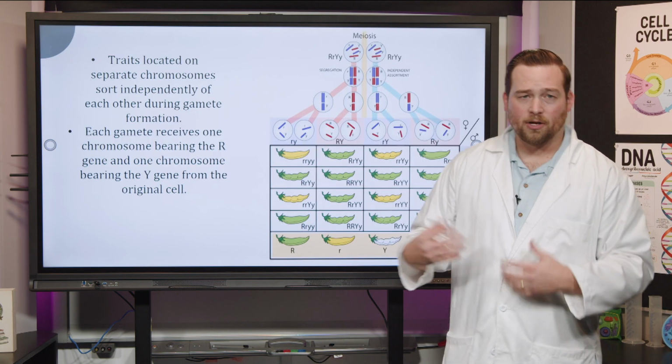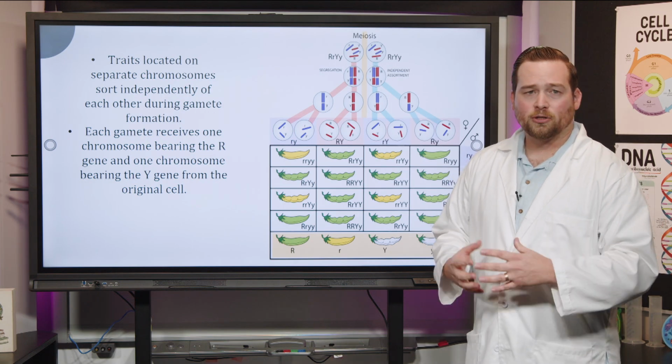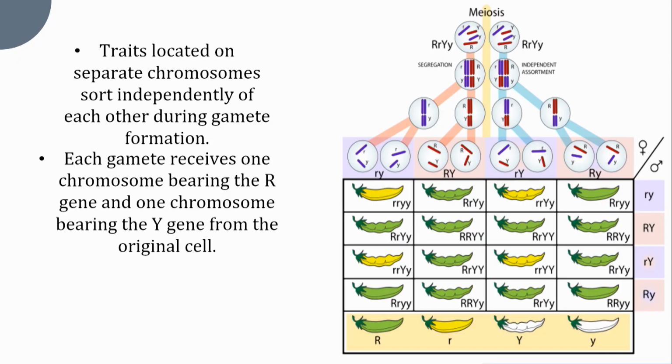So here's another way to say that. Traits located on separate chromosomes sort independently of each other during gamete formation. Each gamete receives one chromosome bearing the R gene and one chromosome bearing the Y gene from the original cell. This bottom bullet point is talking about this picture that we're seeing over here, and I just wanted to show you how they can sort independently of each other.